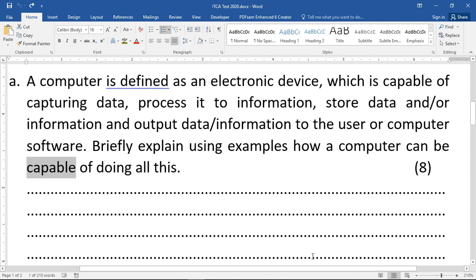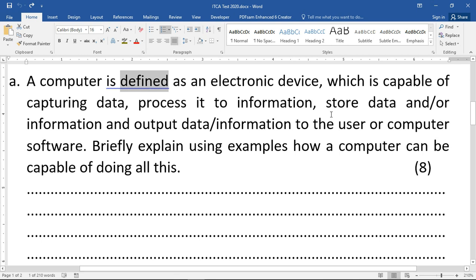So this is the question. The question reads, a computer is defined as an electronic device which is capable of capturing data, process it to information, store data and or information, and output the data or information to the user or computer software. Briefly explain using examples how a computer can be capable of doing all this. All this what? Let's look at the question now.